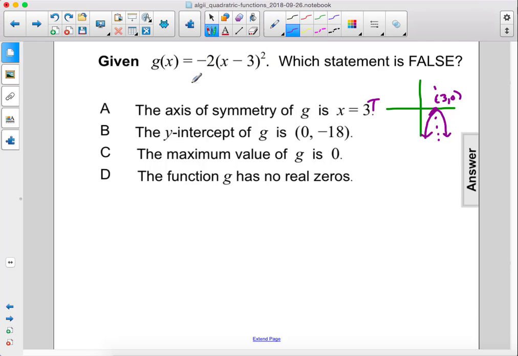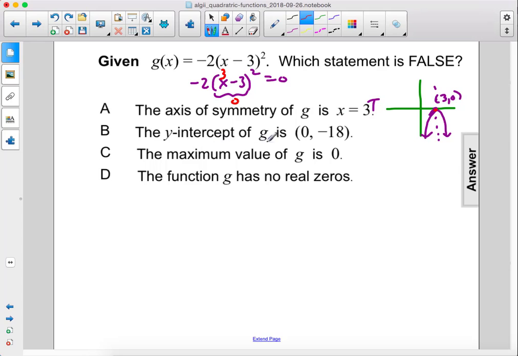To figure that out, you can look here and see where y equals 0. If you set this whole thing equal to 0, what value of x will make this true? Well, -2 can't equal 0, so we look at this portion. If this piece is 0, then this whole thing is 0. If we plug in 3 for x, 3 minus 3 equals 0, so this creates our vertex right here. That is when x equals 3.